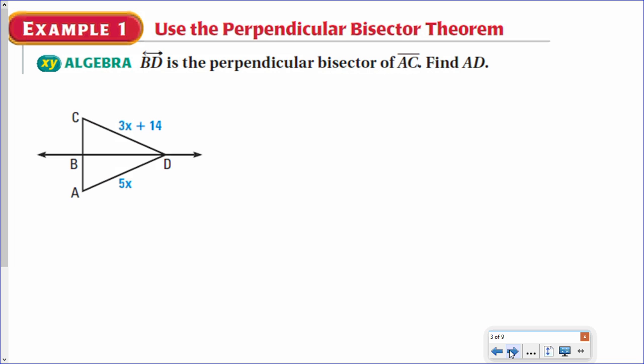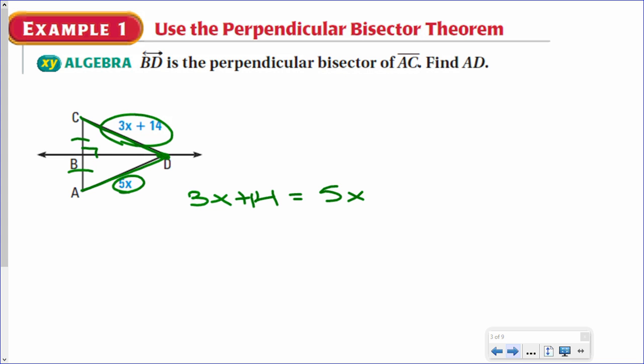Okay, so this problem does go into your notes. The direction says that DB is the perpendicular bisector of AC. You need two marks, first perpendicular and bisector. Okay, now you grab the two segments that are equal to each other. If you have the perpendicular bisector on the perpendicular line to that outside part, those two are the same. Set them equal to each other. 3x plus 14 equals 5x.